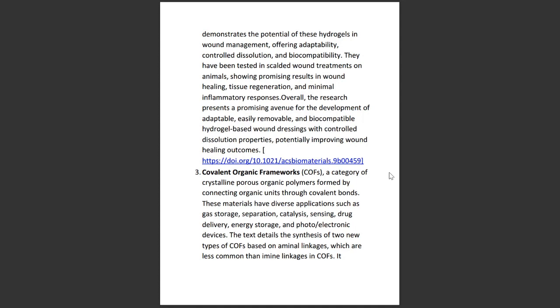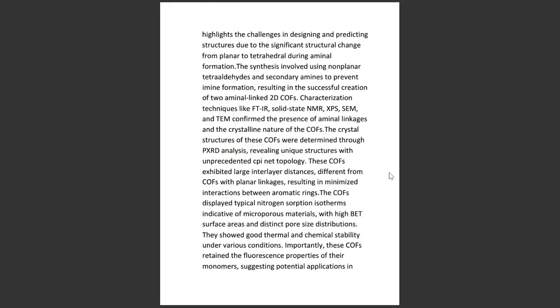Covalent organic frameworks. The category of crystalline porous organic polymers formed by connecting organic units through covalent bonds. These materials have diverse applications such as gas storage, separation, catalysis, sensing, drug delivery, energy storage, and photoelectronic devices. The text details the two types of COFs based on amine linkages, which are less common than imine linkages in COFs. It highlights the challenges in designing and predicting the structure due to significant structural change from planar to tetrahedral during amine formation.